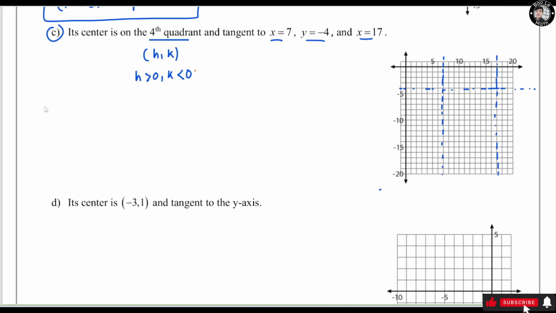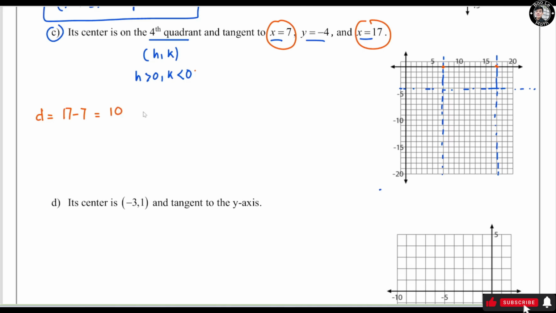Now we need to find the radius first. In order to find the radius, we need to find the diameter. The diameter of the circle is the distance between the two lines right here. So we have diameter equals 17 subtract 7.